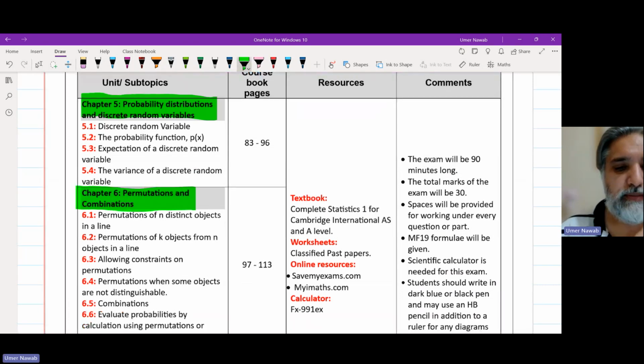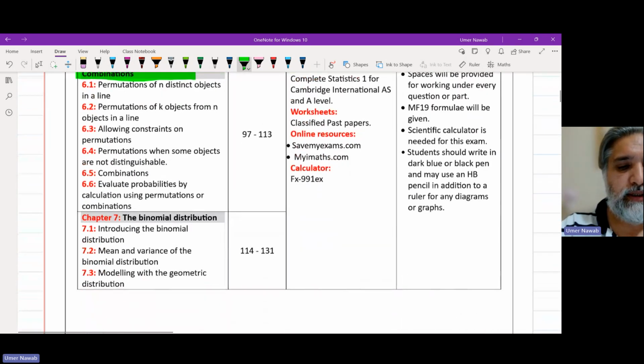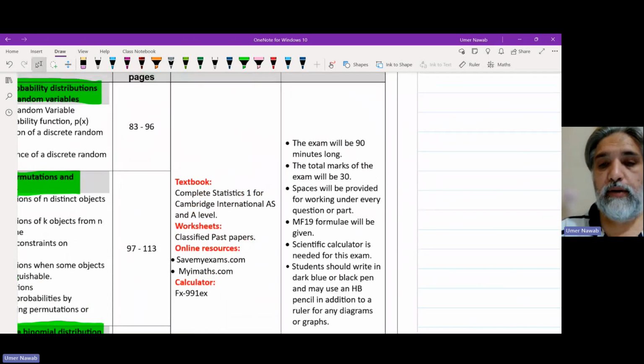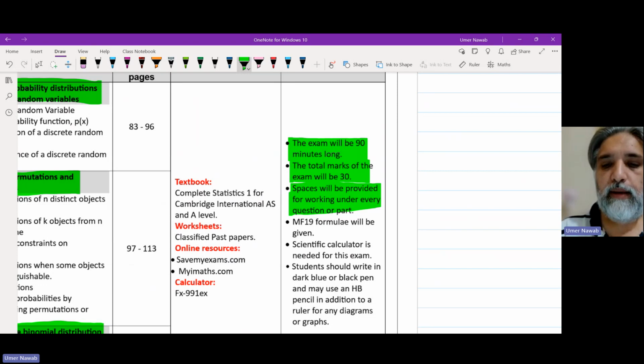We have chapter number 6, permutations and combinations. And then the last chapter, chapter number 7, which is the binomial distribution. Guys, please note down, the exam will be 90 minutes long, and the total marks for the exam will be 30. Spaces will be provided for working under every question or part.